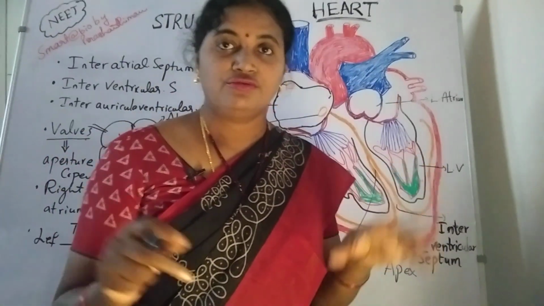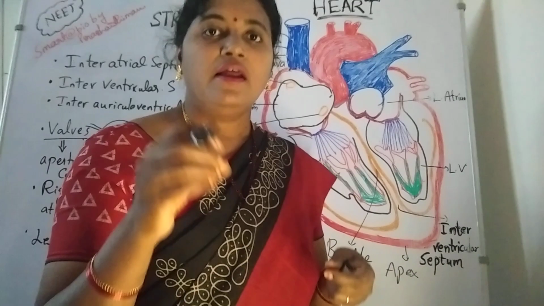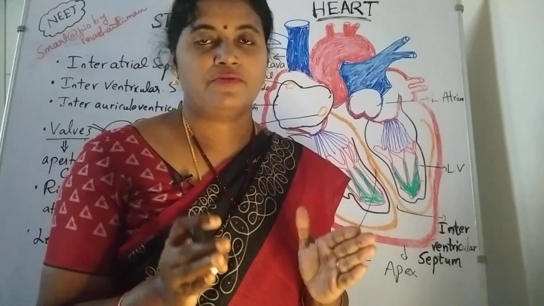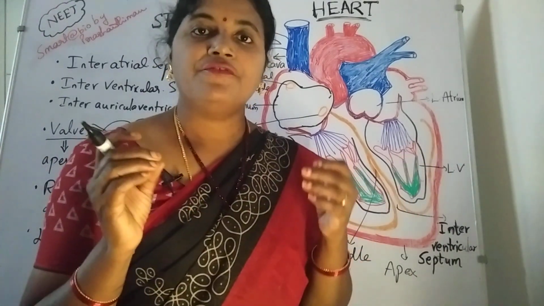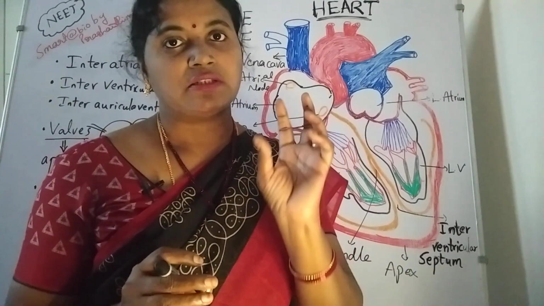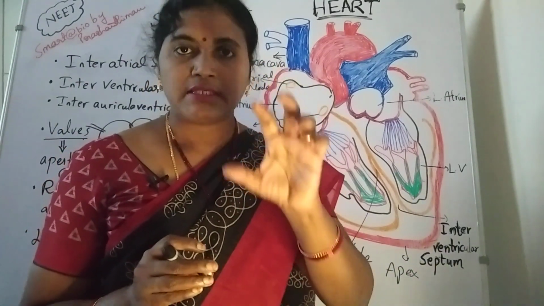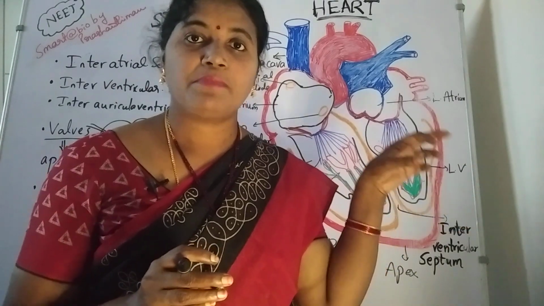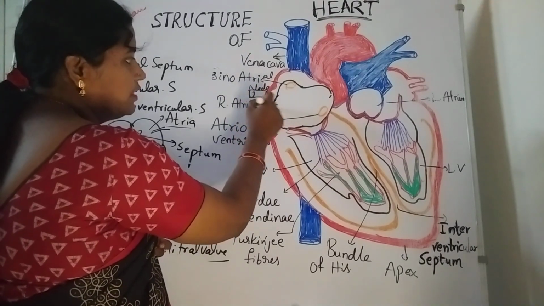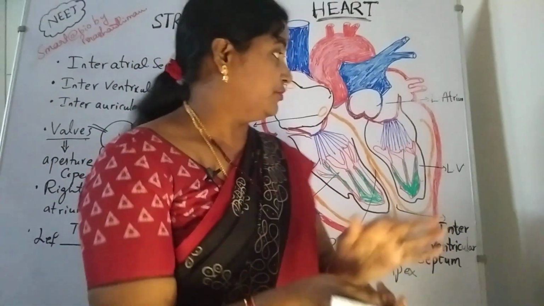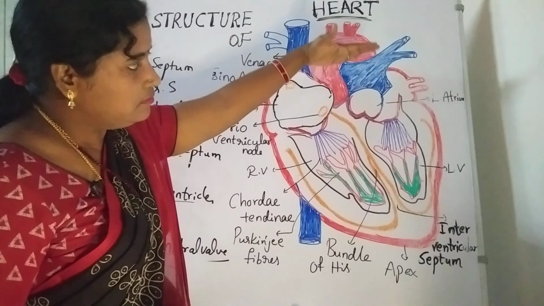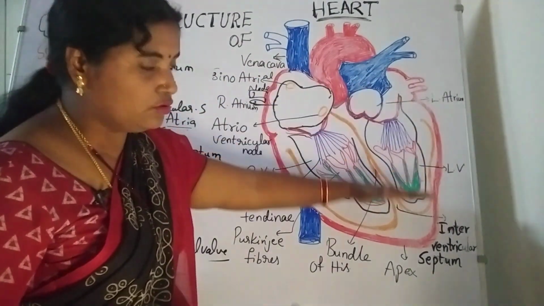And what about the left atrium? The left atrium gets the oxygenated blood from the lungs, from both the right and left lungs, through the pulmonary veins. Pulmonary means lungs, so these are connected to the lungs. The lungs send the oxygenated blood with the help of the pulmonary veins. See here, these are the pulmonary veins. Here also we have pulmonary veins, and both open into the left atrium. At a time the blood is sent from the atriums to the ventricles.